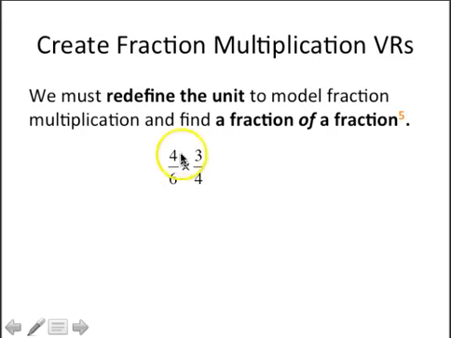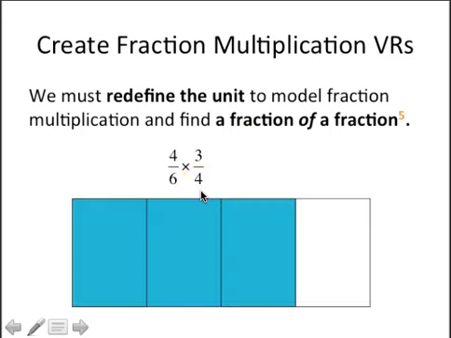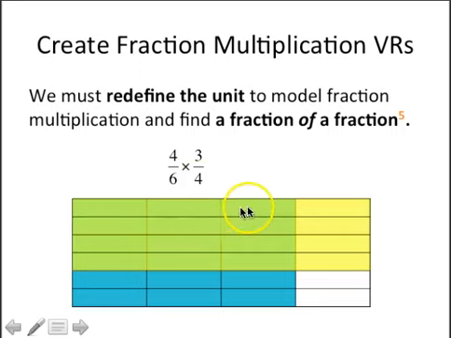Okay, so as an example, when we multiply 4/6 times 3/4, we're looking for 4/6 of 3/4. We redefine the unit as 3/4. Now we want to find a fraction of a fraction. We're looking for 4/6 of 3/4. So what we find as a product is this overlapping area here. 1, 2, 3, 4, 5, 6, 7, 8, 9, 10, 11, 12 out of 24 total cells, or 1/2.